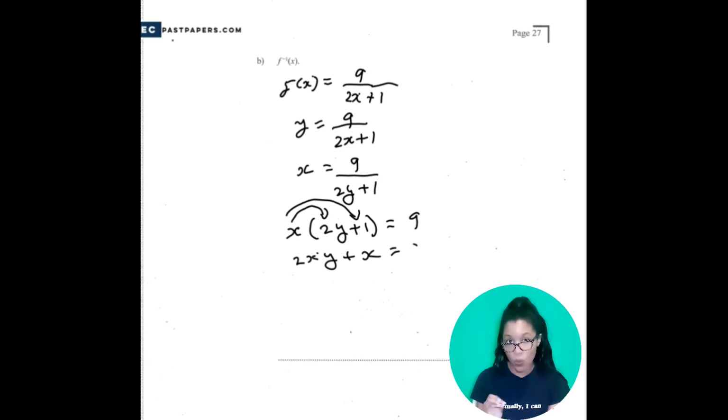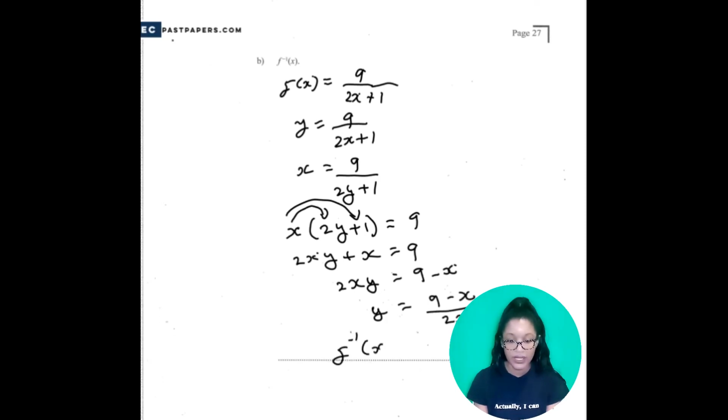So remember, we're making y the subject of the formula. So let's send x to the other side. So 2xy is equal to 9 take away x. Then let's divide by 2x, so y is equal to 9 minus x all over 2x. So f inverse of x is equal to 9 take away x all over 2x.